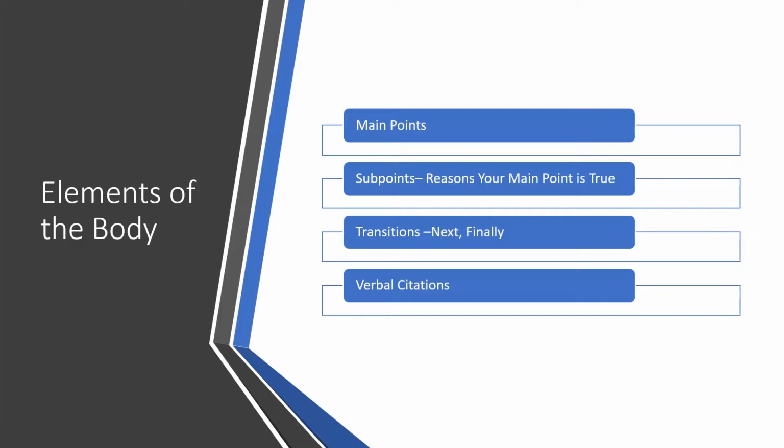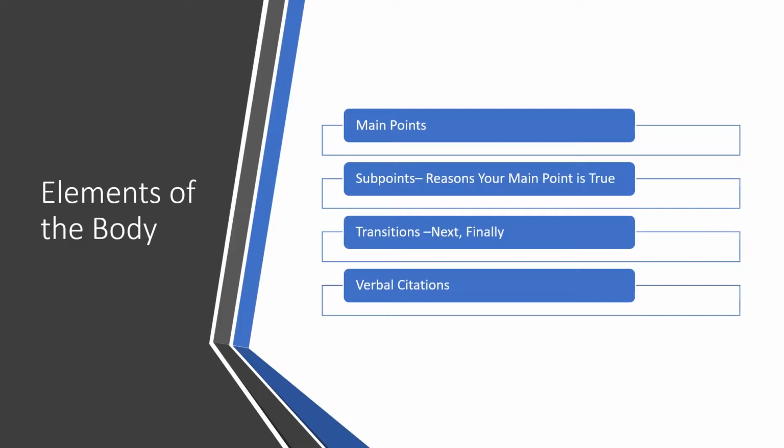But now I've got to back up those claims and support those claims with some evidence, and that's what's in my subpoints of my speech. So basically what my subpoints contain is the reasons that my main points are true. So I'm going to give statistics, I'm going to give expert testimony, I'm going to give examples, I'm going to give stories that support my main points or my claims.